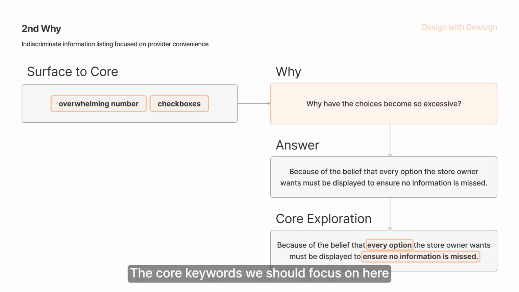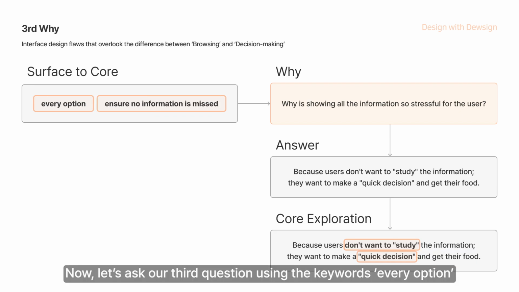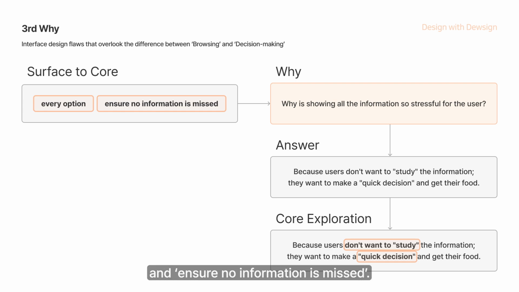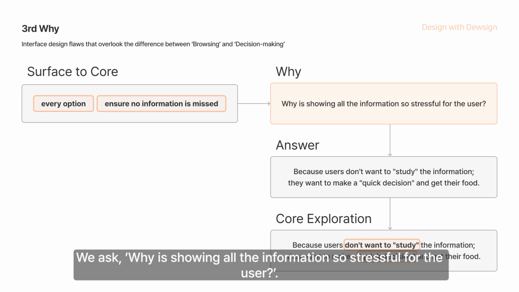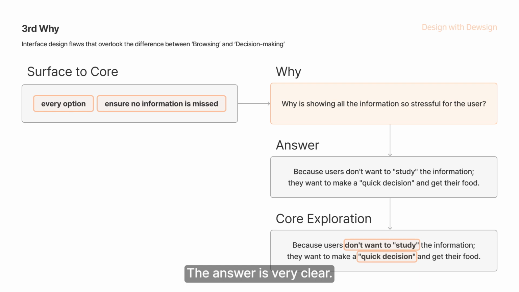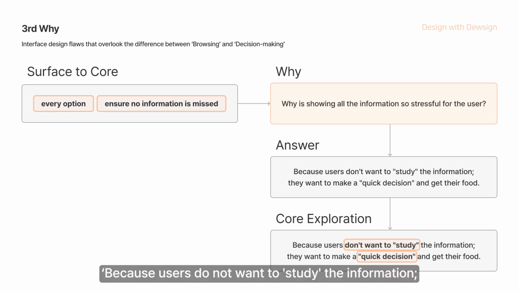The core keywords we should focus on here are every option and ensure no information is missed. Now, let's ask our third question using the keywords every option and ensure no information is missed. We ask, why is showing all the information so stressful for the user? The answer is very clear. Because users do not want to study the information. They want to make a quick decision and get their food.